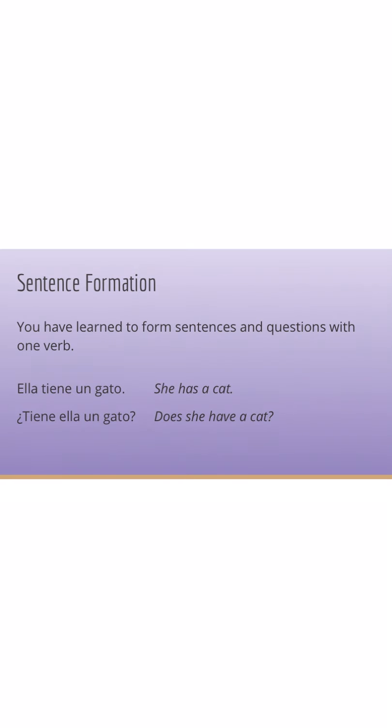All right, so talking a little bit about sentence formation. So we're pretty comfortable forming sentences and questions with one verb. However, today we're going to be looking at expanding on that using more than one. So we have an example here. We have ella tiene un gato. She has a cat. Or my question, does she have a cat? ¿Tiene ella un gato?